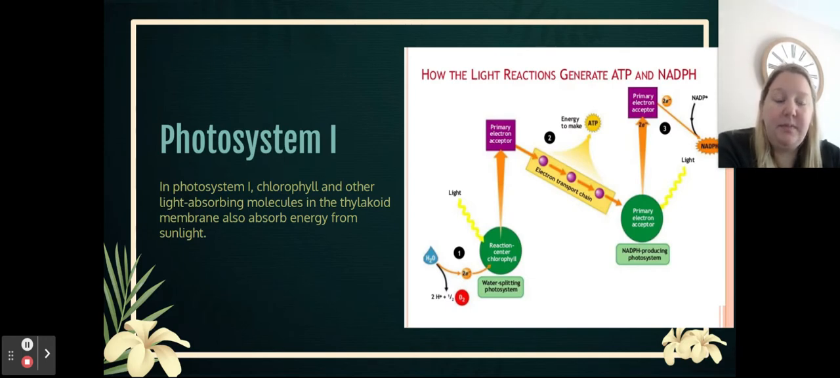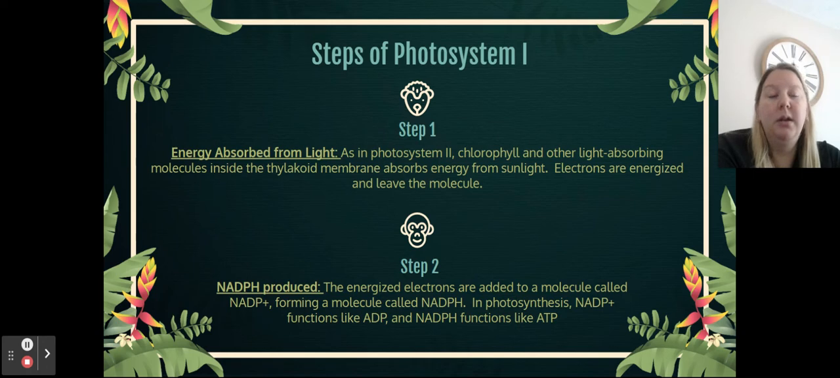Photosystem 1 uses chlorophyll and other light-absorbing molecules in the thylakoid membrane to absorb additional energy from sunlight, using the electrons and the hydrogen ions from photosystem 2 to perform their process. As in photosystem 2, chlorophyll and other light-absorbing molecules in the thylakoid membrane absorb energy from the sunlight. The electrons get energized and leave the molecule. This produces NADPH, which is used in the light-independent reactions to produce molecules of glucose.